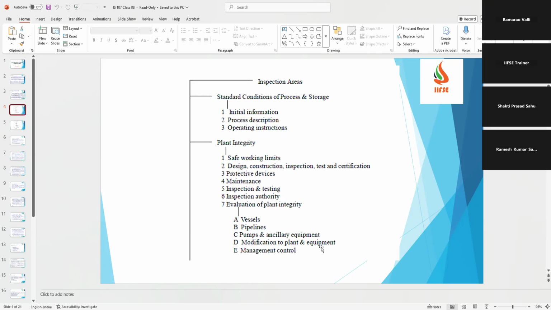Then modification to the plant and equipment. So in case of any modifications, how is this process happening? Basically, here we write the MOCs, management of change. Any modification or any changes happen, there we have to get the management approval, which means the highest authority approval. Then we can do such changes. Okay.